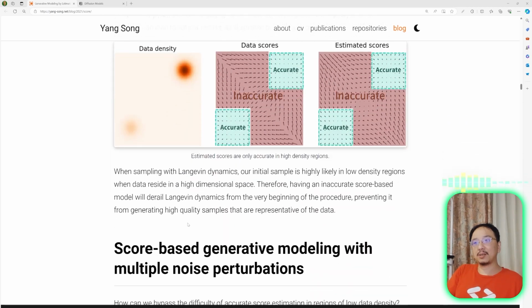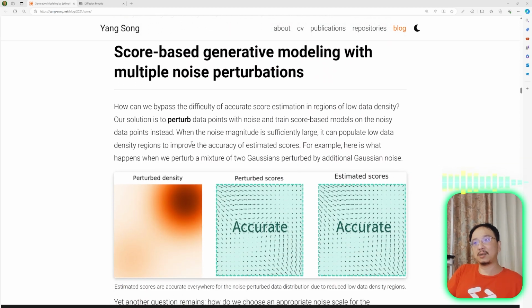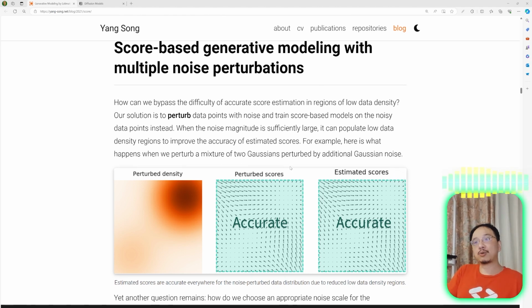So one way to address that is to simply perturb the data, because our main issue is that the distribution is only concentrated in a few small spots. If we do the perturbation, something similar to Gaussian blur in image processing, then we can make the support of the distribution wider and wider. In this case, we can train the score function accurately enough.